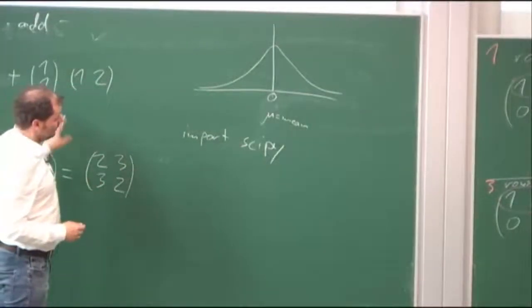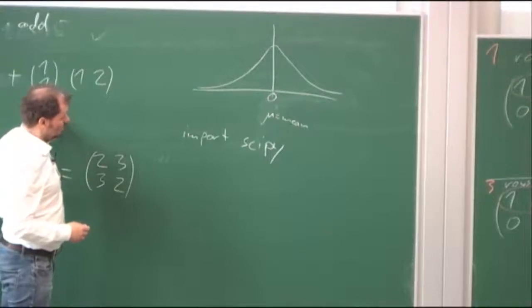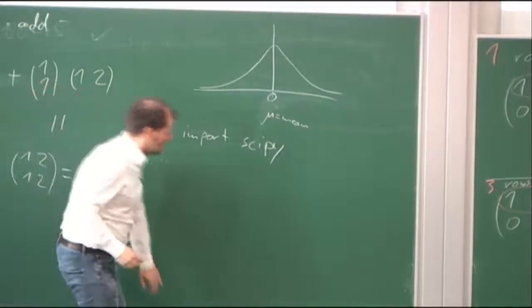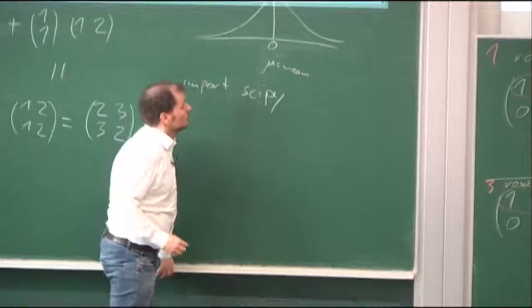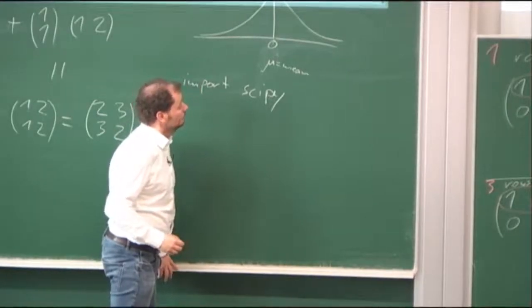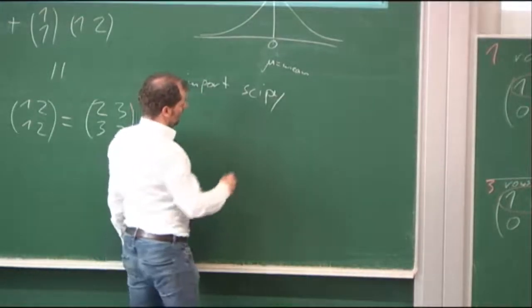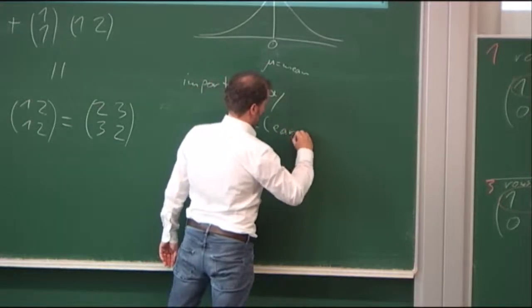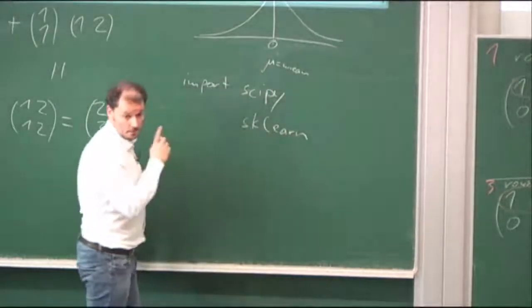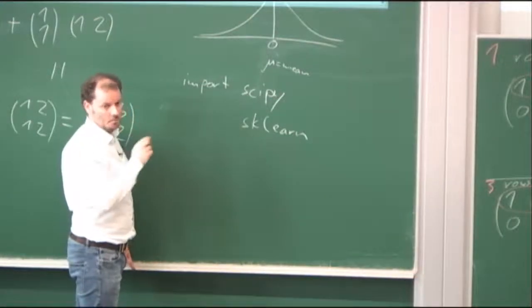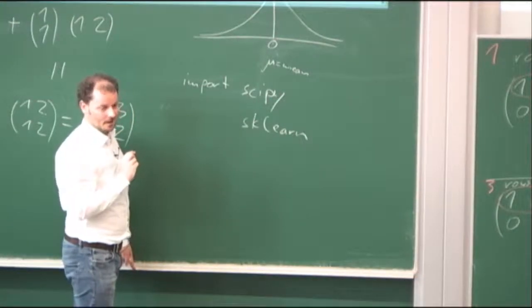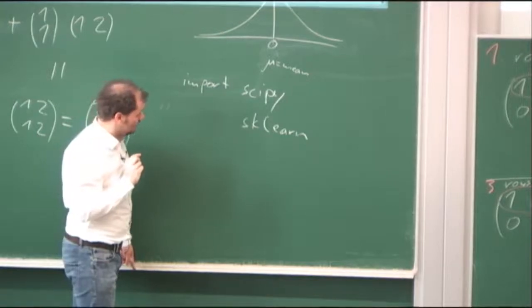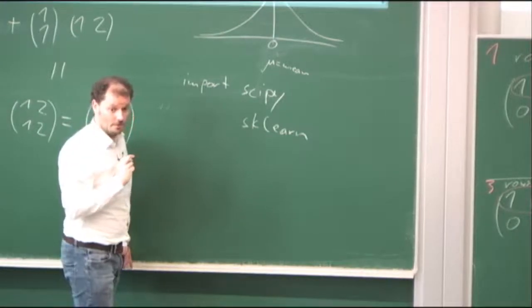Then there's another package called sklearn. It's for machine learning. It's the main package for machine learning. There might be more distributions in there. And then there's a statistics package where I forgot the name.